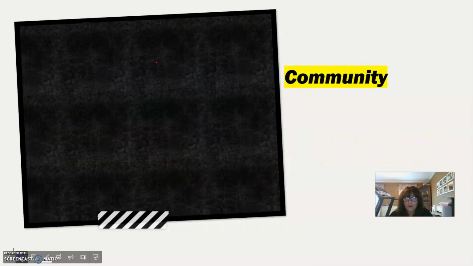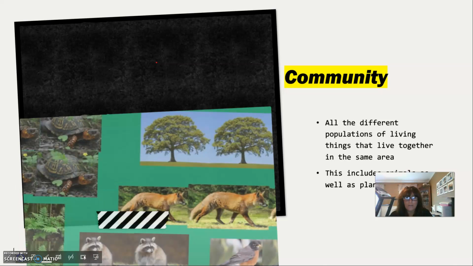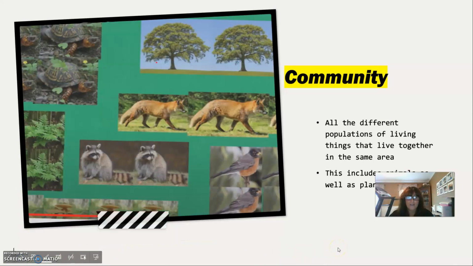If we move on to our school as a whole, the community, you can see that has to do with all of the different populations within the school and how they interact with each other and how they interact with the different groups. So in our school community, we have students who interact with teachers. We have teachers who interact with the administrators, and students who interact with the administrators or with the nurses, and so on and so forth.